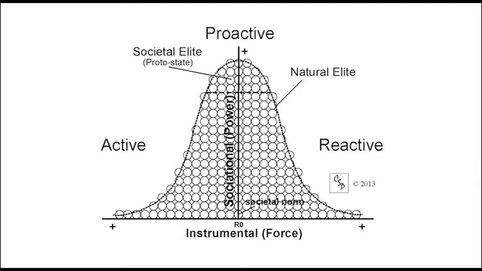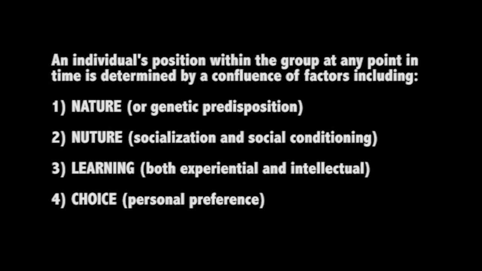As already mentioned, there is a substantial degree of dynamism within the social form, such that individual members enjoy social mobility as regards their societal disposition and social role over time and at any point in time. An individual's position within the group at any point in time is determined by a confluence of factors, including: 1. Nature, or genetic predisposition; 2. Nurture, socialization or social conditioning; 3. Learning, both experiential and intellectual; and 4. Choice, personal preference.